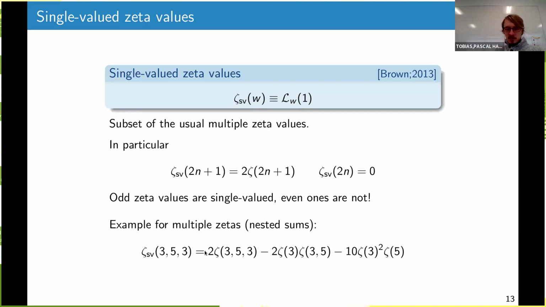Of course, there are also more general nested sum versions of this. So, for example, the single-valued zeta of 3, 5, 3 gives a combination of usual multiple zeta values.